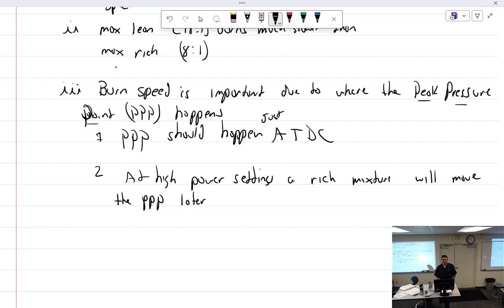A rich mixture will cause the later peak pressure point, and so will a lean mixture. Yes. So both of them, because they have a slower burn, create the peak pressure point later. It's like you're saying that if it takes X number of seconds to burn, then somewhere is the peak pressure point. But if you extend it, then it's going to be longer. Yes.